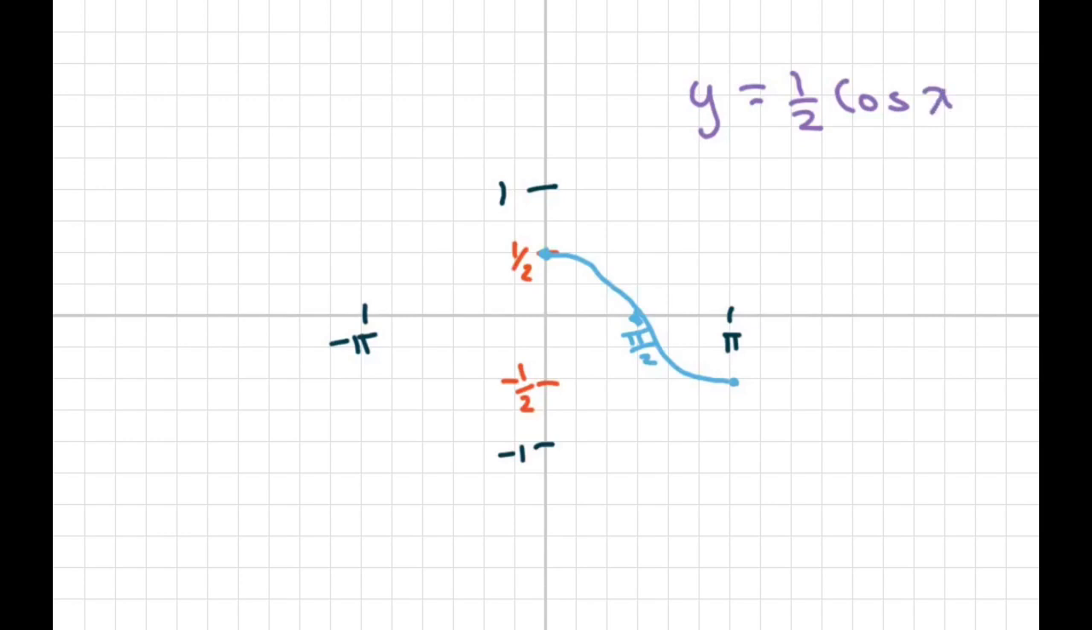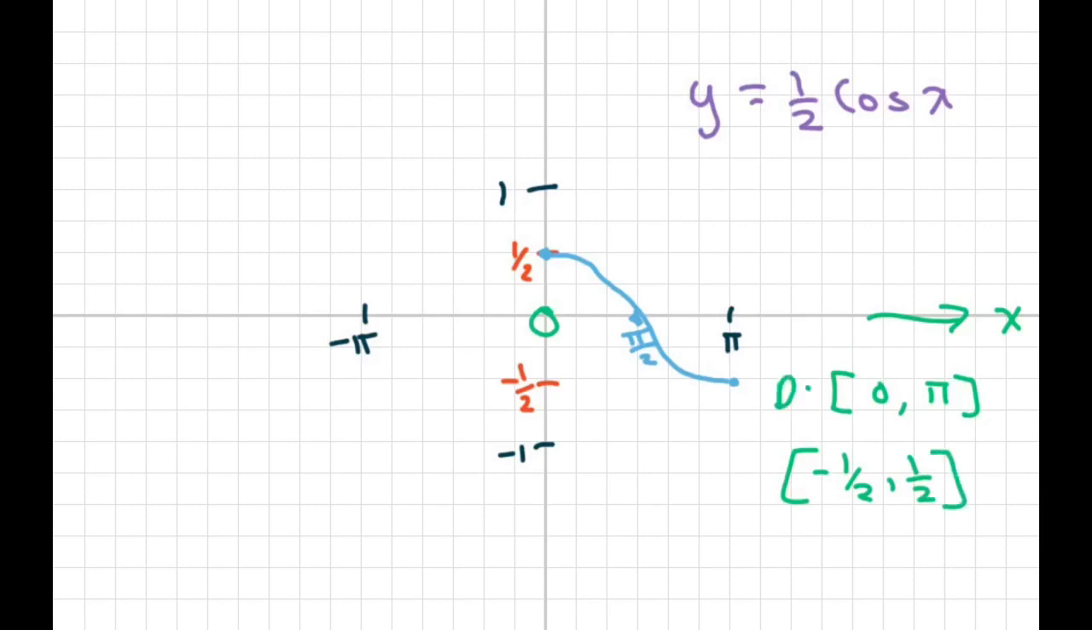cosine of x. So in this case, I switched my x and y values, and I wrote my angles on the x-axis. There's your x-axis. So your domain is going to be from 0 to pi. And my range is from -1/2 to 1/2. So basically you're just switching your domain and your range with your inverse, because you're just switching the x and the y. And that's all.